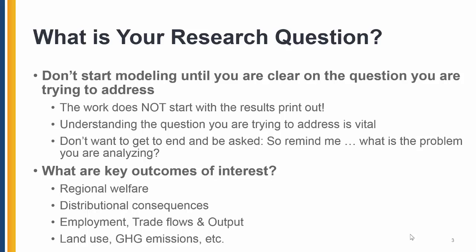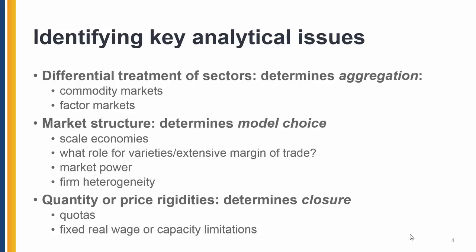Having determined that, you also need to think about what the key outcomes are likely to be, the metrics which will address this question, whether it has to do with regional welfare, distributional impacts, environmental impacts, and so on. Another key step is identifying the analytical issues. This is in the context of general equilibrium.